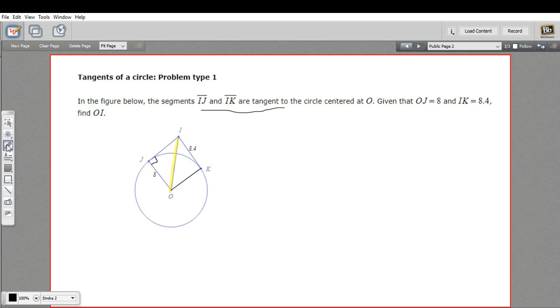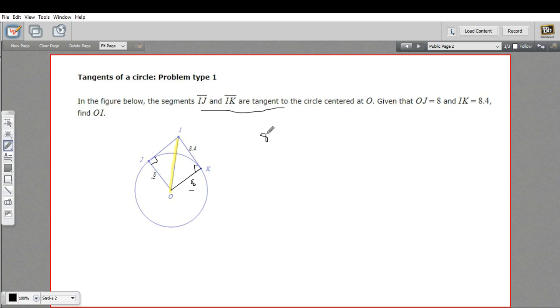In addition, if we were to draw in another radius here, I could know a couple of things about that. One, I know that this is also a 90-degree angle, and I also know that the length here is 8. I know that because it's a radius, and so is this radius OJ over here. So they both have to be the same length. Now I've got 8, 8.4, and this side I can get with the Pythagorean theorem, because this is a right triangle. And this side would be the hypotenuse because it's opposite of the 90-degree angle.